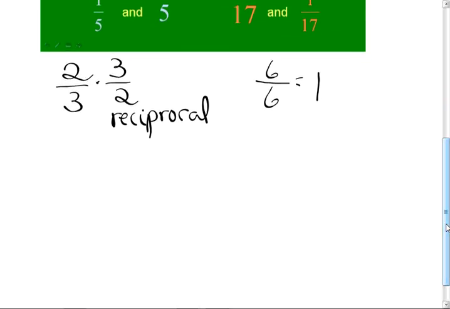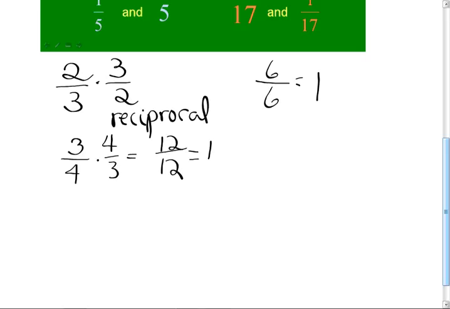So if I have 3/4, what's the reciprocal? It's 4/3. And if I multiply that, I get 12 out of 12, or 1. The reciprocal undoes whatever fraction you had there.